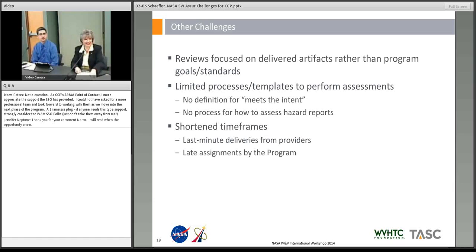We'll take as many questions as people's stomachs will allow, but I do have a comment to share from the web. Norm Peters indicates, as CCP's SNMA point of contact, I much appreciate the support the SSO has provided. I could not have asked for a more professional team and look forward to working with them as we move into the next phase of the program. A shameless plug, if anyone needs this type of support, strongly consider the IV&V SSO folks. So, thank you, Norm. And we will take questions in the room and online.